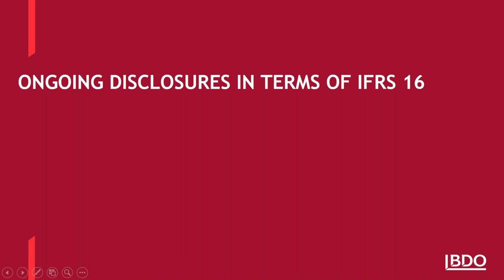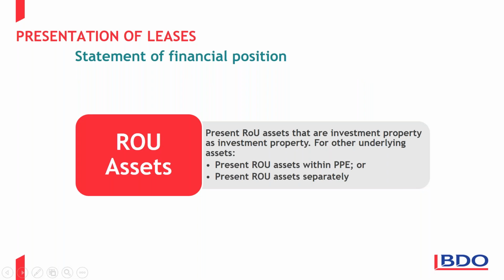And then if we look at ongoing disclosures in terms of IFRS 16, so this is after you've implemented IFRS 16. Every year, what do you have to disclose? So important ongoing disclosures in terms of IFRS 16. First of all, in your statement of financial position, you have to disclose your right of use assets. So if you have right of use assets that are investment property, for other underlying assets, you will disclose your right of use assets within property, plant and equipment, or you'll disclose your right of use assets separately.